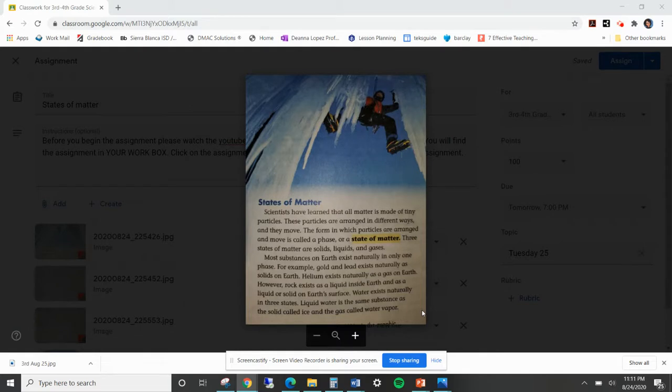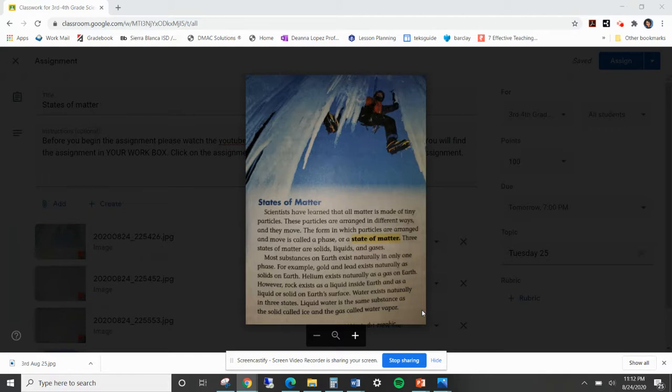Yesterday you added some vocabulary to your notebooks. So today in your notebooks you're going to be adding one vocabulary word, states of matter, and you're going to be drawing the three states of matter: water as a solid, water as a liquid, and water as a gas. When you are finished, you're going to take a photo of your notebook page and submit it in your workbox. Okay, so states of matter.